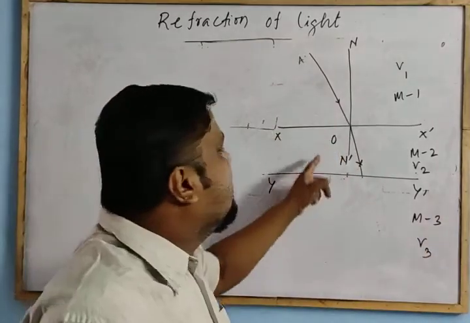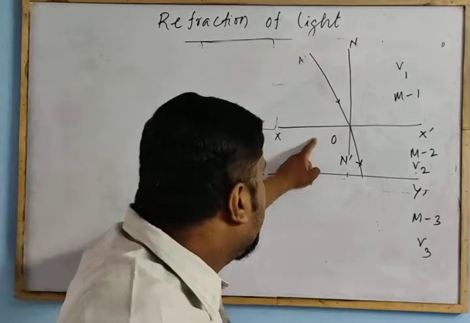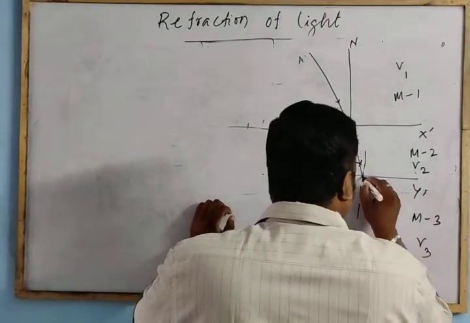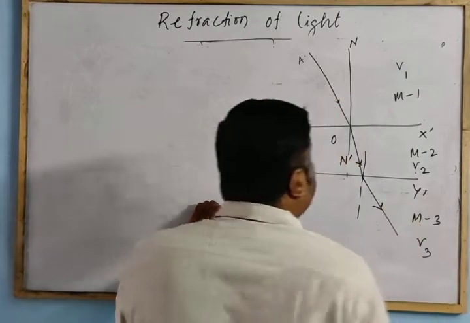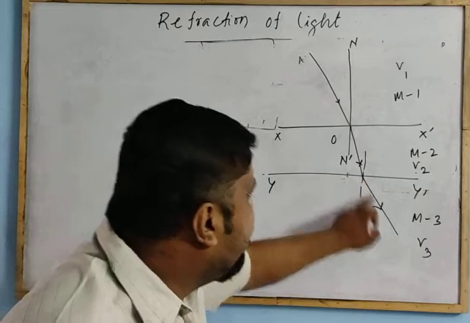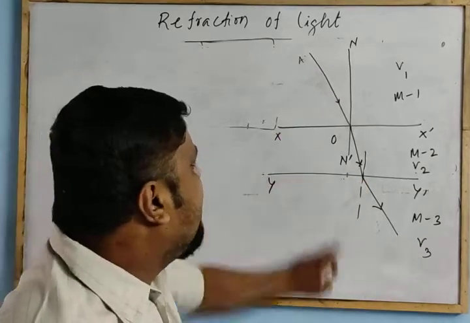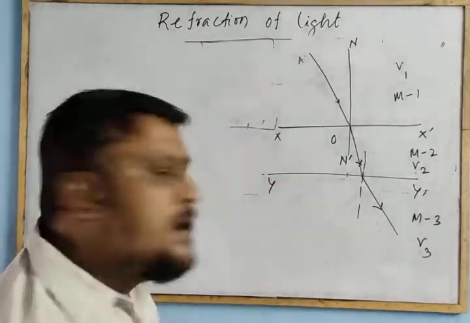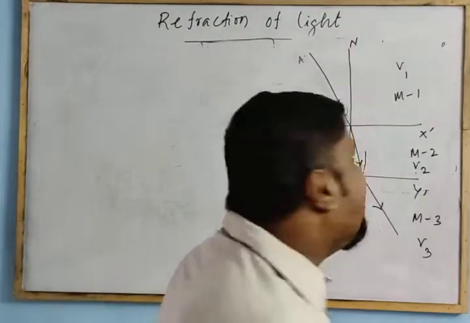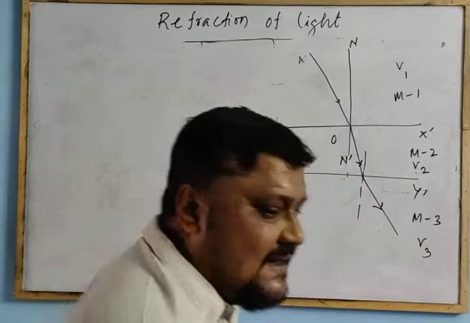It travels from medium 1 to 2, then 3. Now let this be the normal. Now it bends like this in medium 3. When it travels from medium 2 to 3, it bends like this. So this is the multiple refraction, the number of times refraction occurs across the 3 media. So in that case, how do we find the relation?